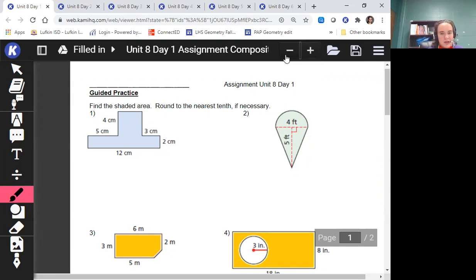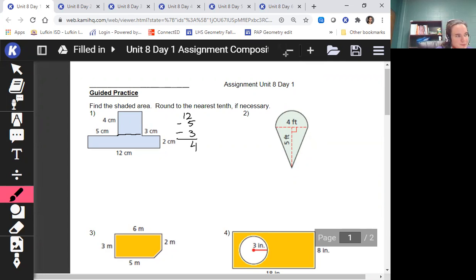Now for the guided practice on composite area. On this first figure, we've got two rectangles, the bottom rectangle and the top rectangle. We know the height of the top rectangle. We need to know the base of it. So we are going to subtract 12 minus 5 minus 3.